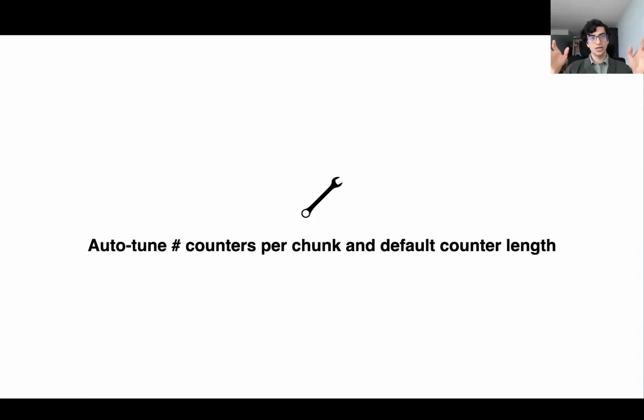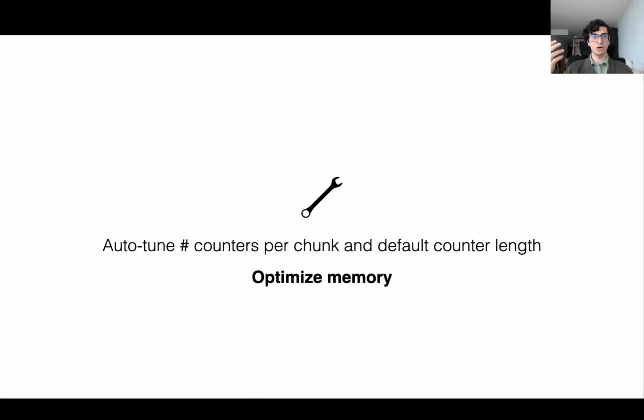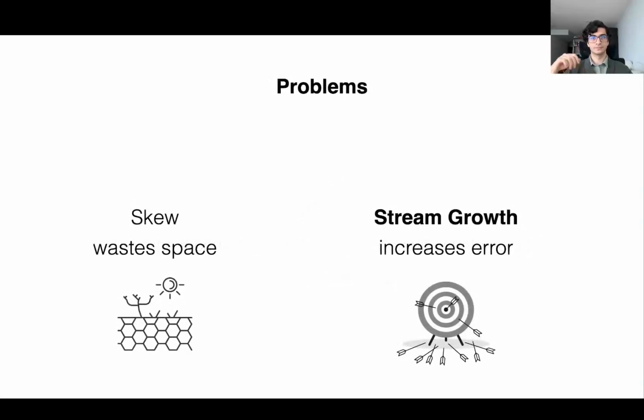Based on the workload at hand, we auto-tune the number of counters we store in each chunk and the default short counter length within the chunks. We adapt these parameters as the workload shifts, which allows us to optimize for memory and attain the most space efficiency. Alright, so that was how we addressed the first problem of skew.